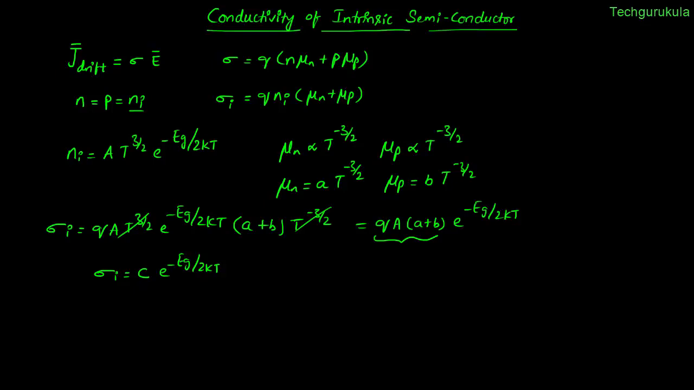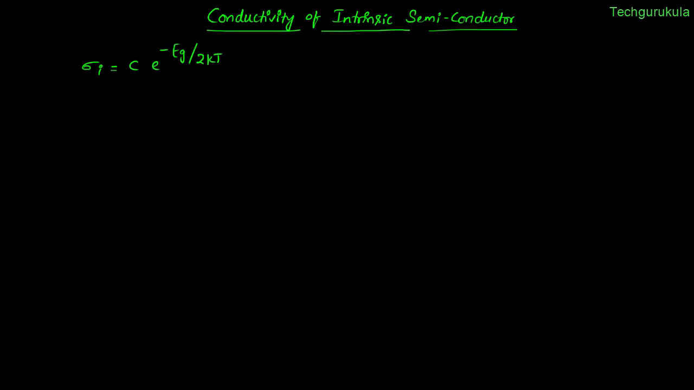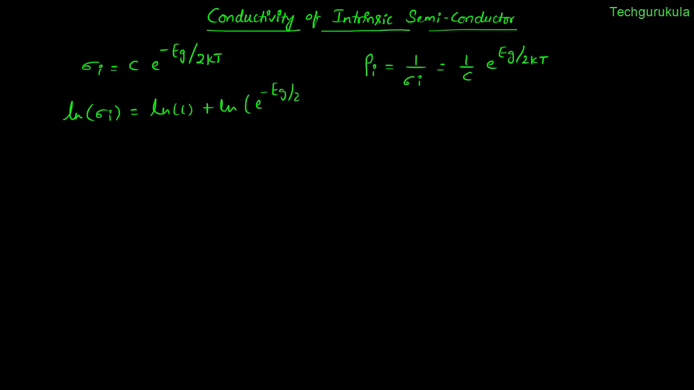If you observe this equation, it is exponentially related to temperature. So let me take this as the starting point, where intrinsic semiconductor's conductivity is given by a constant C times e power minus Eg over 2kT. And similarly, we can write the resistivity of intrinsic semiconductor, which is nothing but 1 over sigma i, which can be written as 1 over C times e power Eg over 2kT. Let us take ln on both sides, where I'm taking ln of sigma i is equal to ln of C plus ln of e power minus Eg over 2kT.